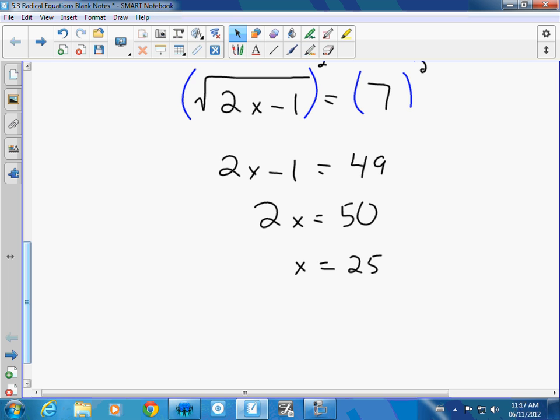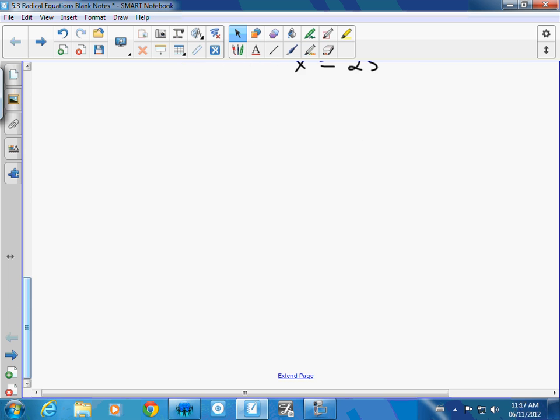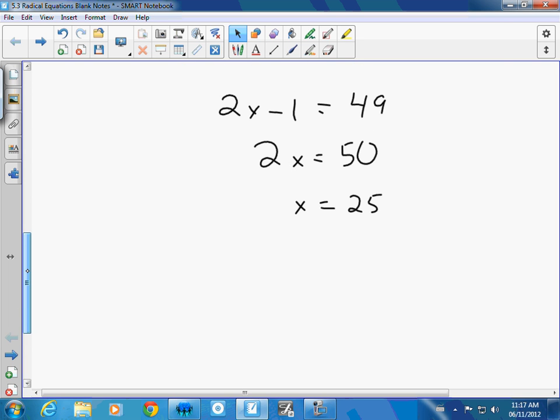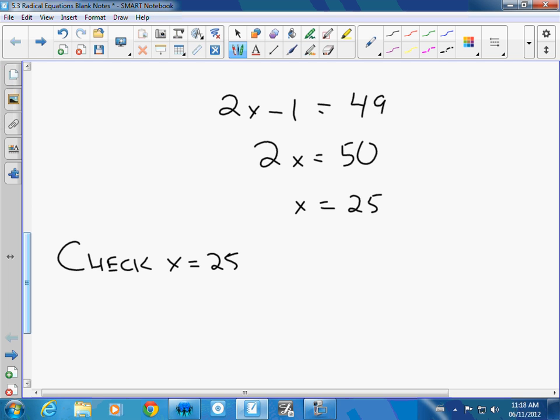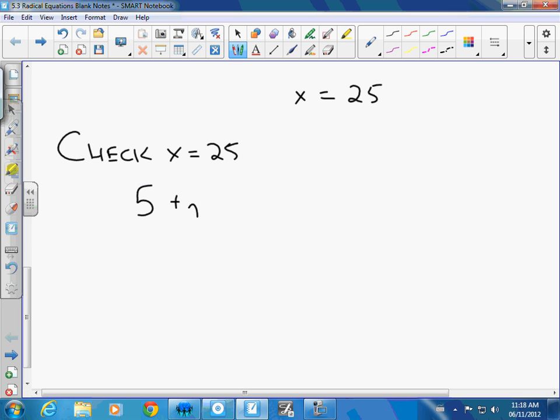Okay, so we're going to check to see if x equals 25 as an answer. So check x equal to 25. Okay? So we go back to the original equation, which is 5 plus root of 2x minus 1 equals 12. So wherever we see an x, what are we going to replace it with? 25.